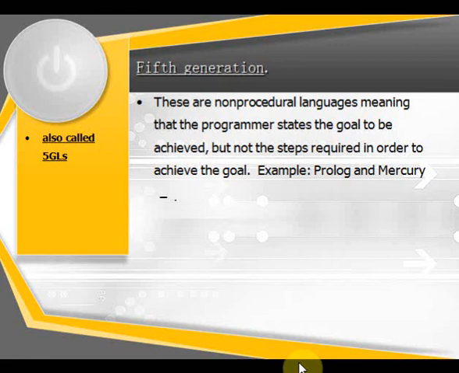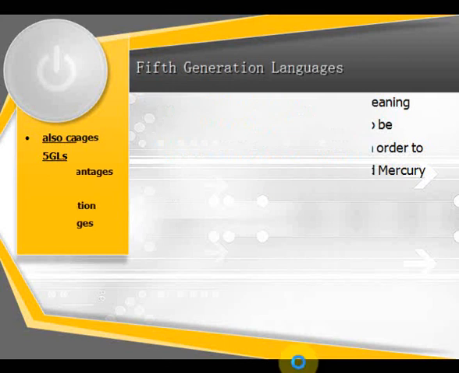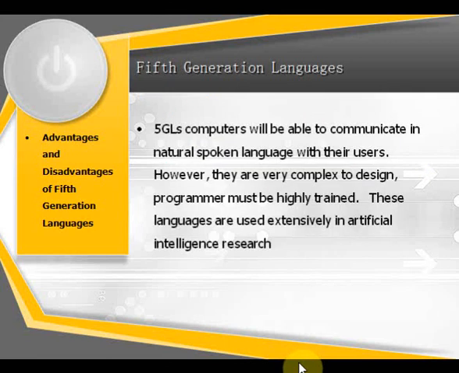Robotics programming kind of uses this type of technology. If you want to go into robotics development, you will use some form of fifth generation languages. You can read up further on Prolog and Mercury. These are two examples of fifth generation languages. Fifth generation languages will be able to communicate in natural spoken language. So what this is saying is that you will be able to just sit in front of your computer, speak to it, and it will create the particular program.